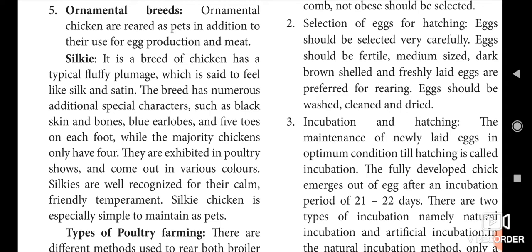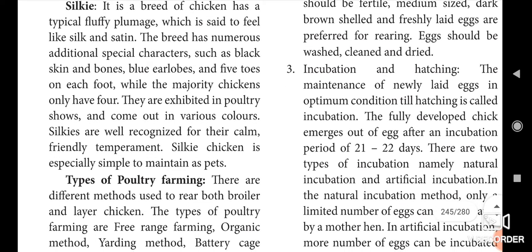Silkies are well recognized for their calm, friendly deportment. Silky chicken is especially simple to maintain as pets.